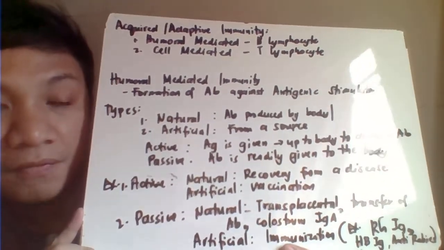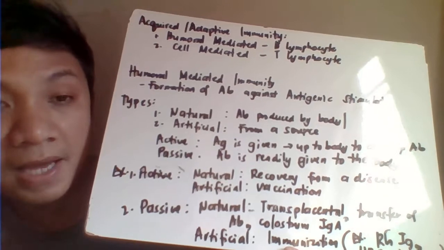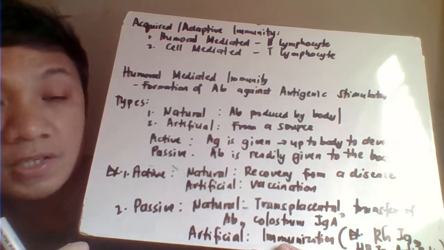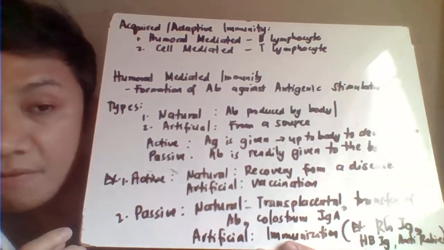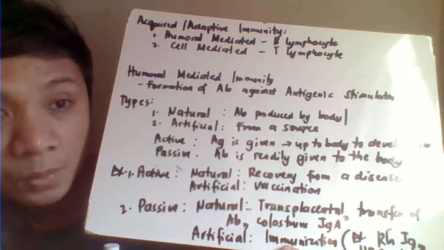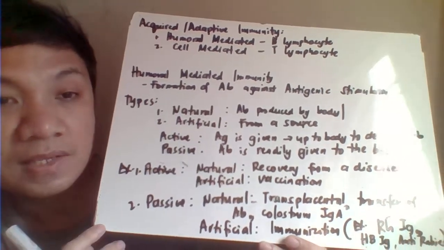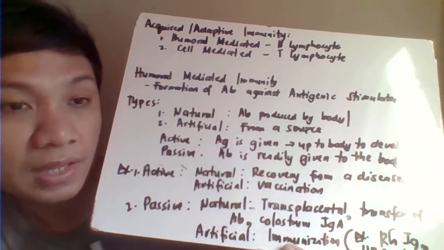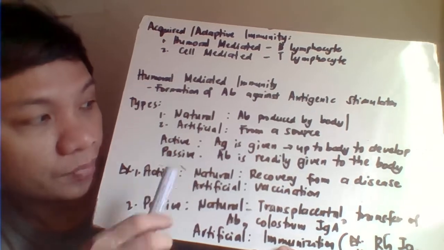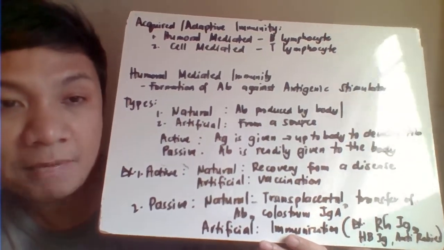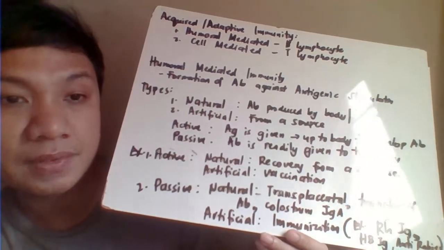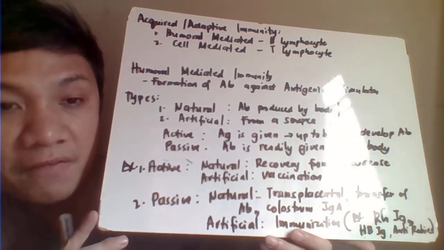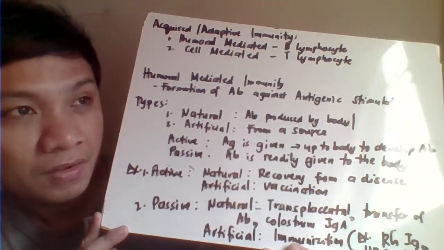So we have here the types of humoral immunity, or antibody production. How our antibody is developed can be classified as either natural or artificial. What's the difference? In natural antibody production, the antibody is produced by our body. It's your body that tries to produce an antibody. Artificial, on the other hand, means the antibody comes from a source outside your body and is given to you. Then we have active versus passive immunity or antibody production.